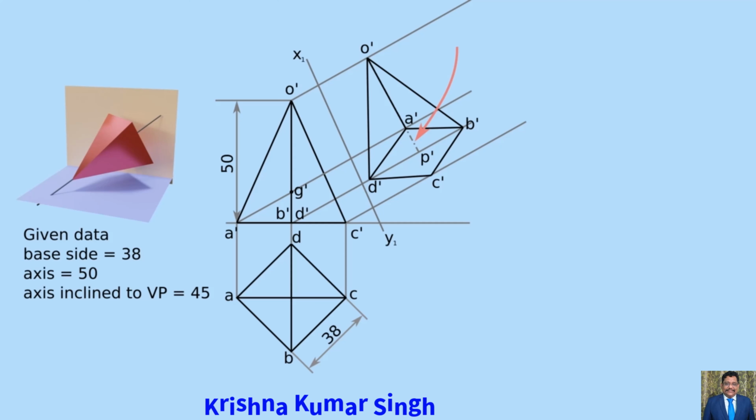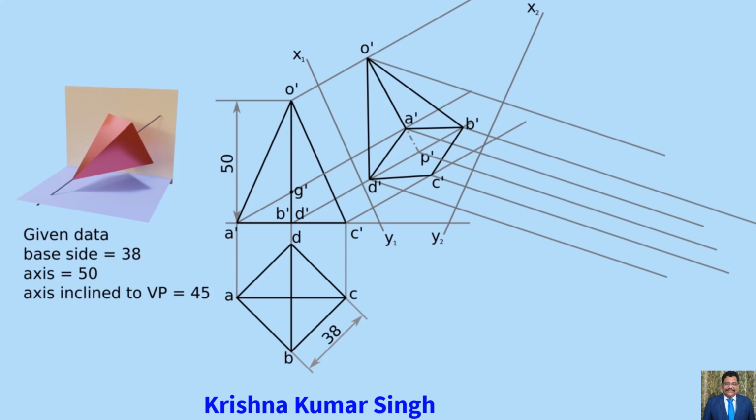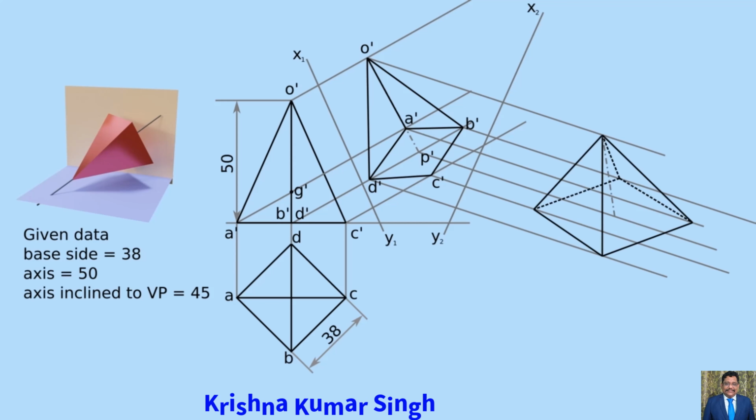And in the problem, it is given that the axis is inclined at 45 degrees to VP. So draw X₂Y₂ such that it is inclined at 45 degrees to X₁Y₁. Then extend the construction lines from A', B', C', D' and P' such that these extended lines are perpendicular to X₂Y₂. Now shift the points from the first auxiliary view onto these extended lines. Name the apex as O1' and base square as A1', B1', C1', D1'. These points can be shifted by measuring the distance between them using a compass.